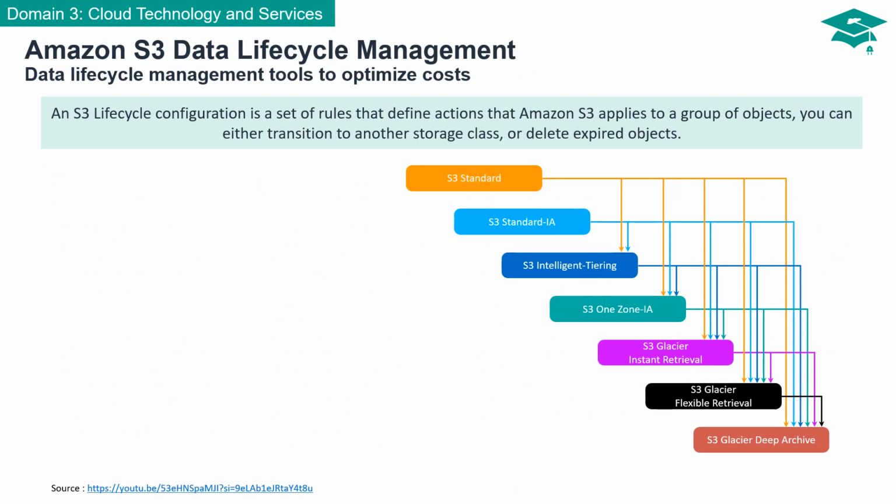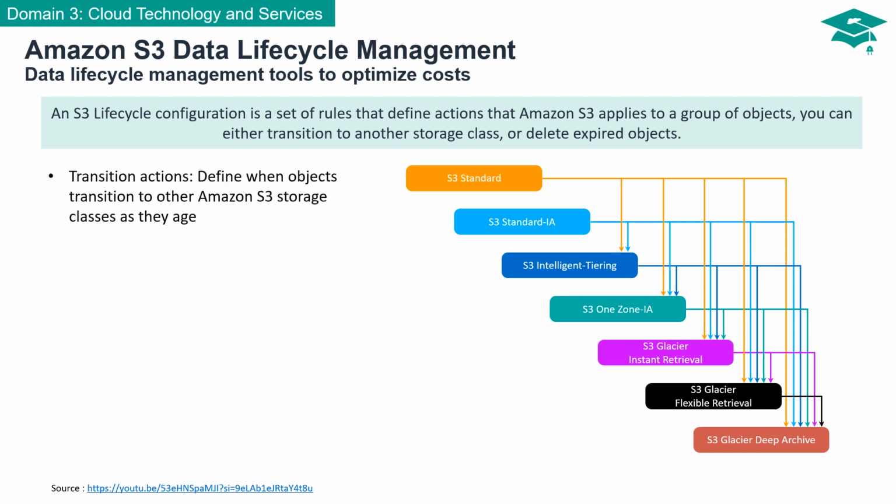To manage your objects so that they are stored cost-effectively, configure their S3 lifecycle. An S3 lifecycle configuration is a set of rules that define actions that S3 applies to a group of objects. There are two types of actions. First, transition actions. Transition actions define when objects transition to another S3 storage class. For example, you might choose to transition objects to S3 Standard-Infrequent Access 30 days after they were created and archive objects to S3 Glacier 90 days after they were created.